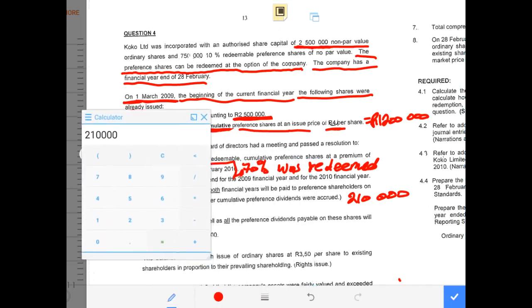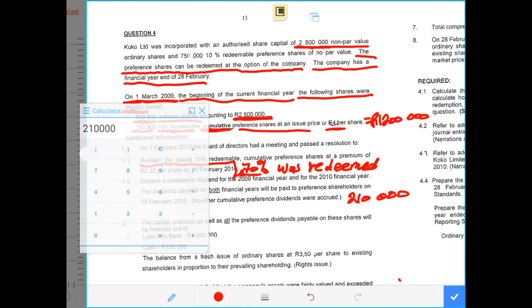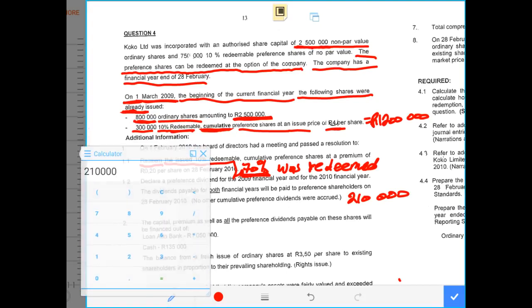If, please listen to me carefully, only 70% of the preference shares were being redeemed, then we have to say the number of preference shares that were issued times 70% to get to 70% of the preference shares that are being redeemed, which is 210,000 shares that would have been redeemed if only 70% was being redeemed.